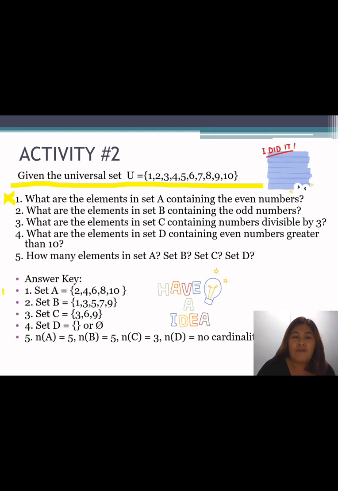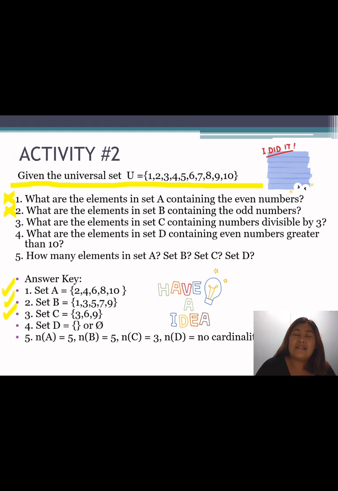So here we have 2, 4, 6, 8, 10. What about number 2? What are the elements in set B containing odd numbers? So what are those odd numbers? It's 1, 3, 5, 7, and 9. Okay, so this one. What are the elements in set C containing numbers divisible by 3? So we have 3, 6, and 9.